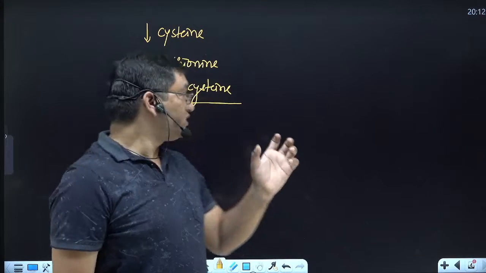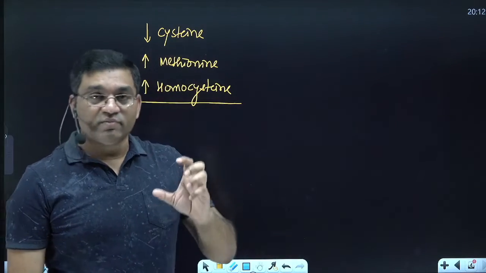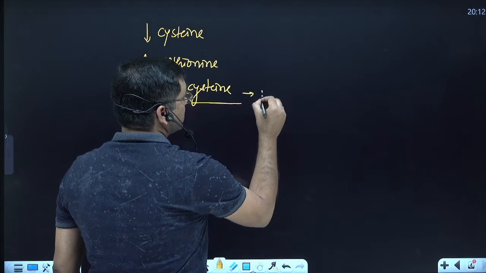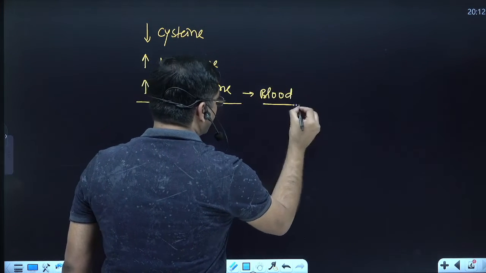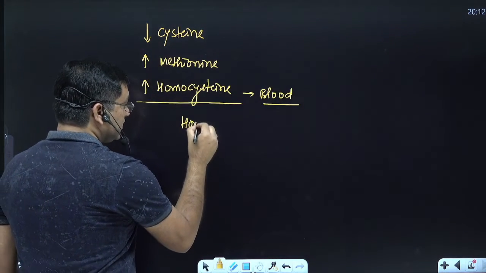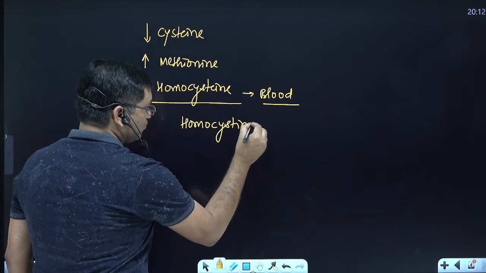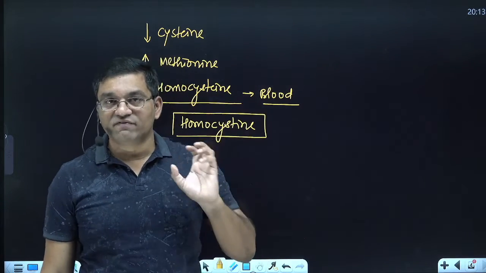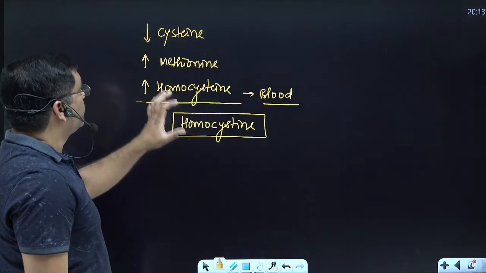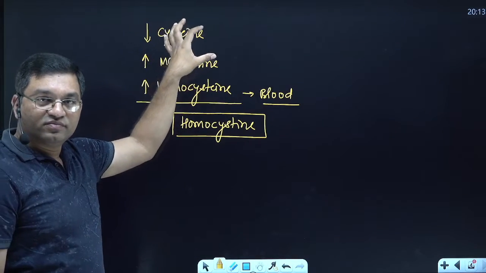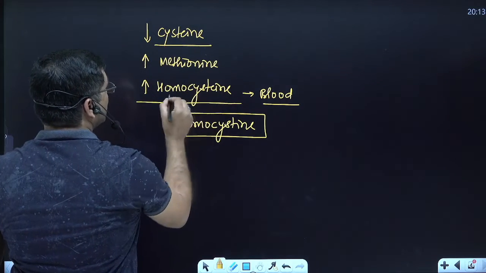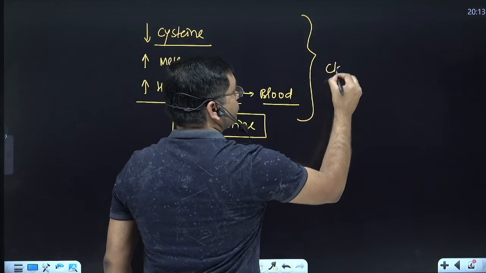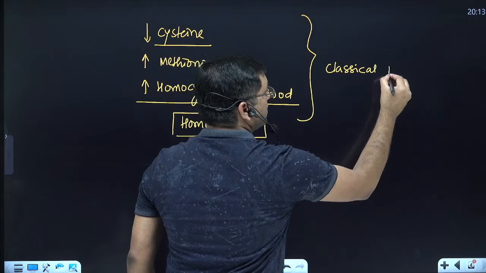There is increase in the homocysteine and homocystine both in the blood, but in the urine it is excreted in the form of homocystine, that is containing disulfide linkage. So these amino acids: cysteine is decreased, and methionine and homocysteine levels are increased in the classical homocystinuria.